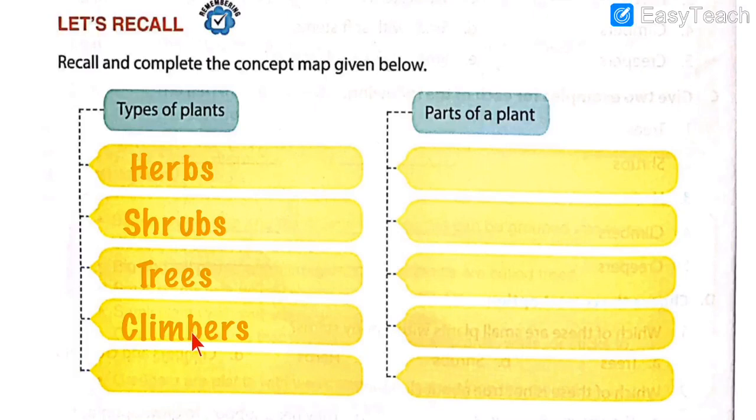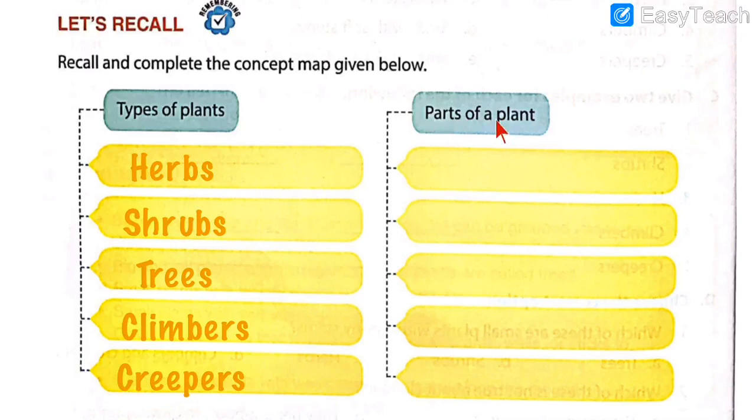Number 4, climbers. Plants that have weak stems and need the support of other plants, walls, or sticks to grow upright are called climbers. Number 5, creepers. Plants with weak stems that grow along the ground are called creepers. So these are the 5 types of plants that we have written.